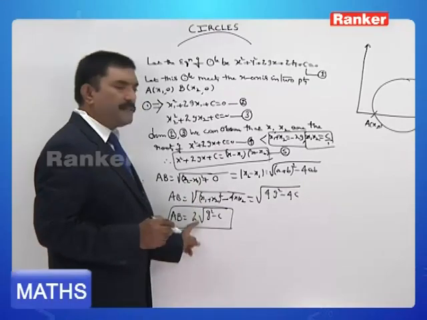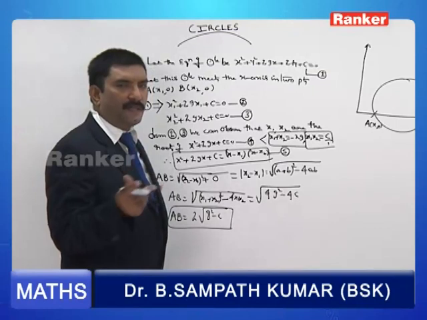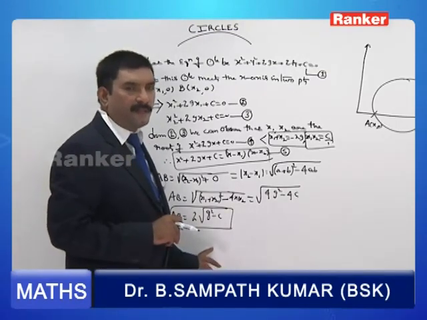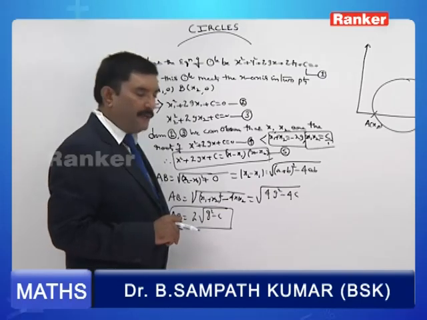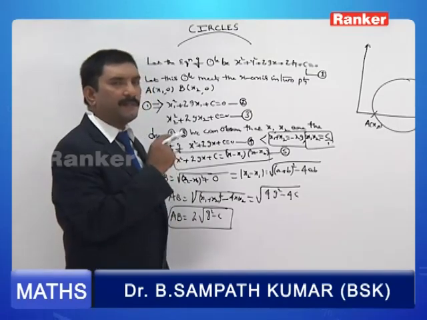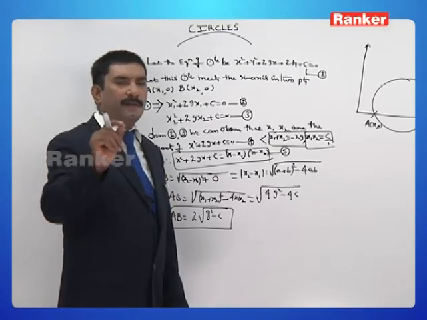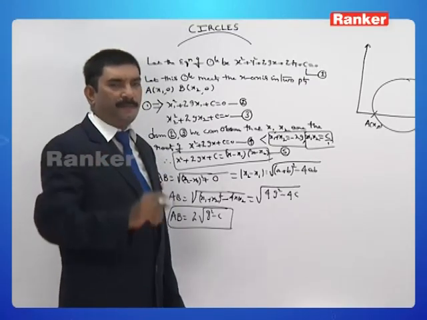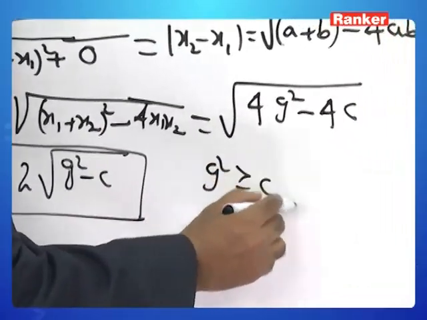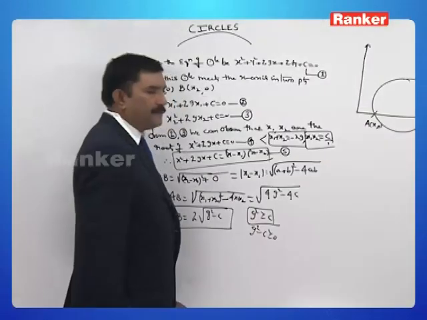So this is called the length of the chord of the circle on the x-axis, or the x-intercept made by the circle. The x-intercept made by the circle is 2 into square root of g square minus c. This is defined only when, as we already know, any quantity under the square root must be positive or may be equal to 0. So this is defined only when g square is greater than or equal to c, or g square minus c is greater than or equal to 0.